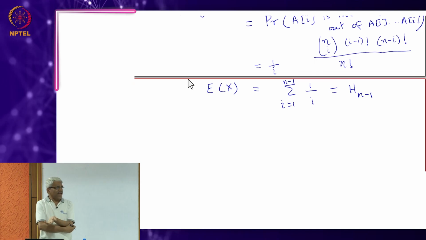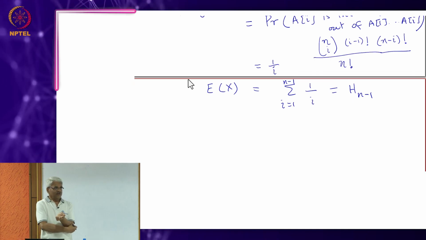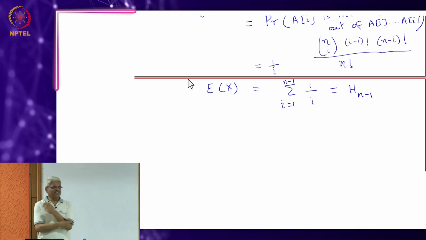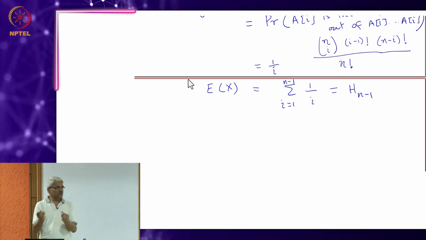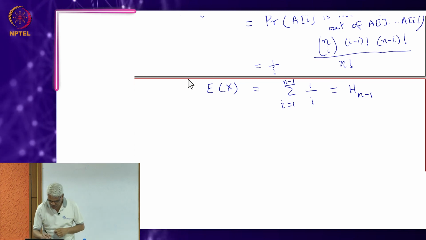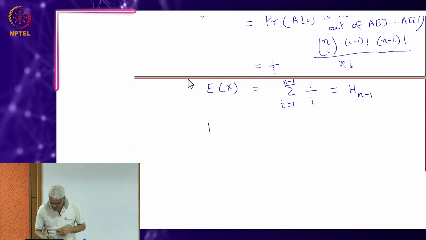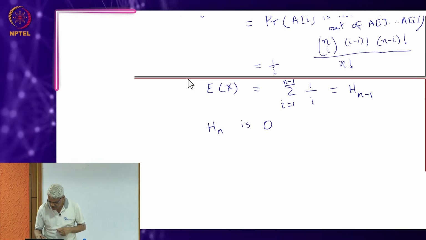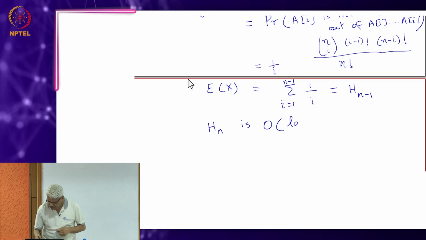Clearly much better than n, right? Because the summation of 1 is n, right? But this is like 1 over i: 1 plus half plus 1 over 3. Okay. It turns out you can show, in a tutorial exercise, that Hn is big O of log n.